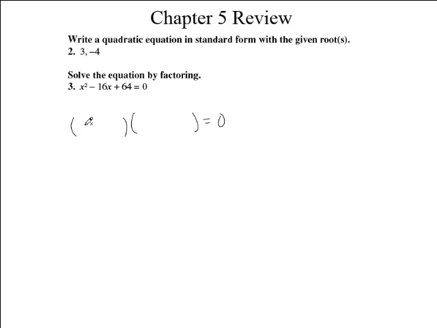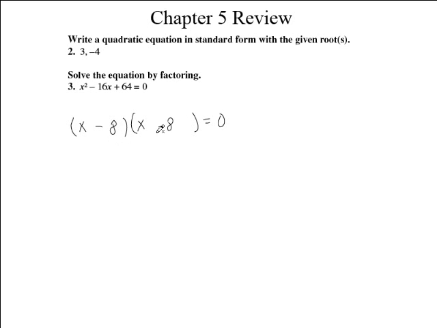quadratic, and so we just put the x right here, the x right here. Now we have to say what times what is going to give you 64, and those two numbers added together are going to give you negative 16. So you go through different scenarios of what times what. So let's see. I think 8 and 8 would work, wouldn't it? Negative 8 times negative 8 is positive 64, and negative 8 plus negative 8 is negative 16.